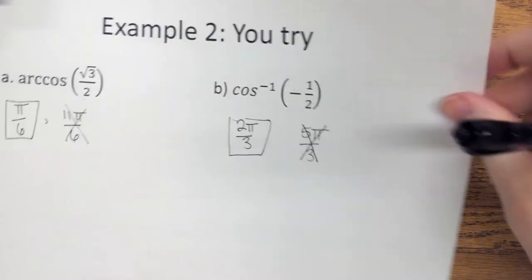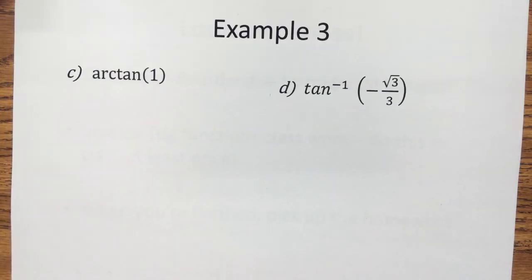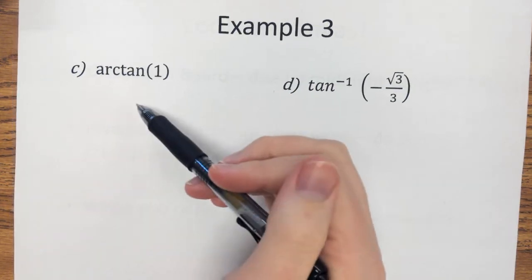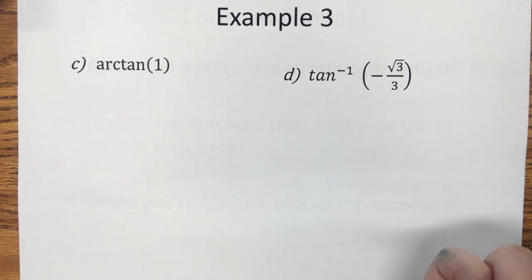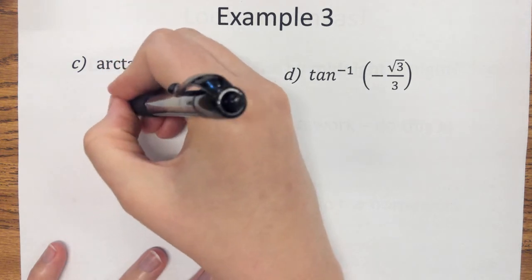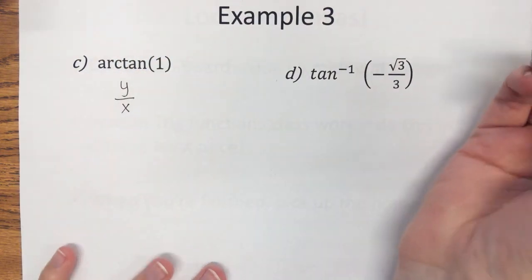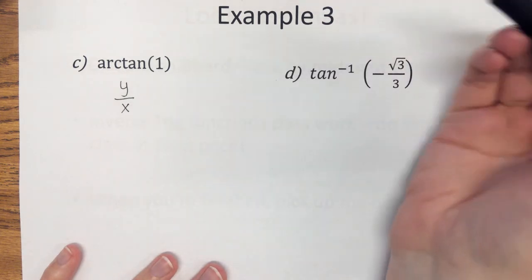Sine and cosine are fairly easy because you can use the hand trick like that. But what about tangent? It's not a whole lot harder, but you may have to do a little bit of scratch work. So let's think. Arctangent of 1 means where on the unit circle is tangent 1? Well, tangent, if you remember, is y divided by x, or sine divided by cosine. I'm going to get 1 when y and x are the same number.